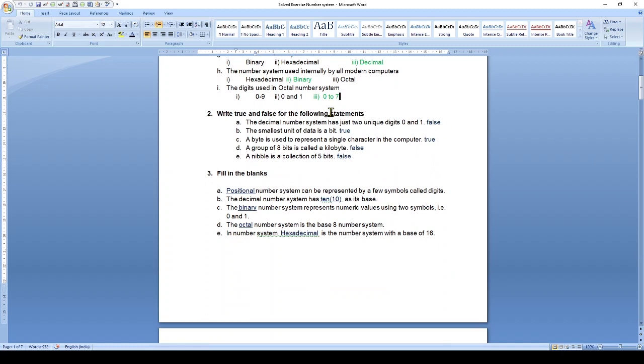Write true and false for the following statements. The decimal number system has just two unique digits, 0 and 1. It is false. Why? Because decimal number system has 10 unique digits from 0 to 9. Right? So what is the correct statement? The correct statement is the decimal number system has 10 unique digits, 0 to 9.